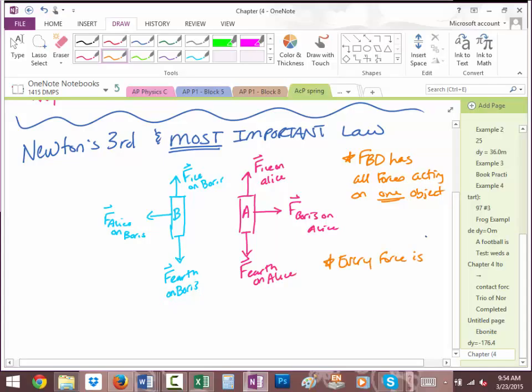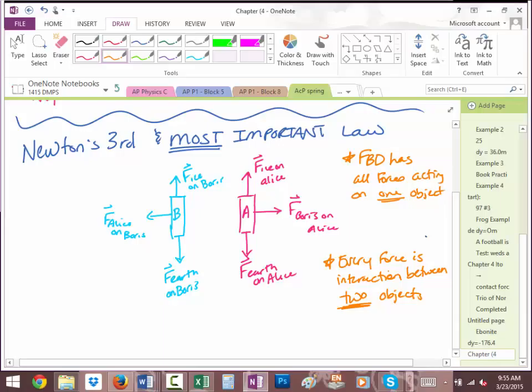Every force is an interaction between two objects. Newton's third and most important law has to do with this part: the interaction between two objects. The force of Boris on Alice and the force of Alice on Boris. What do you notice about this set of forces? These two here. What pattern do you notice?